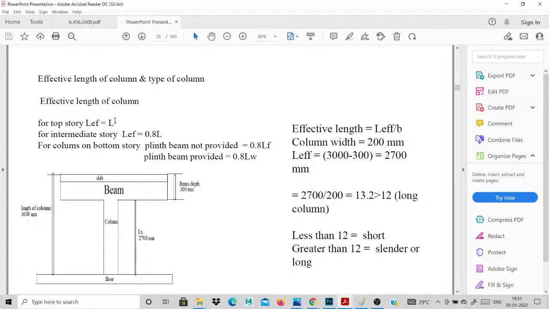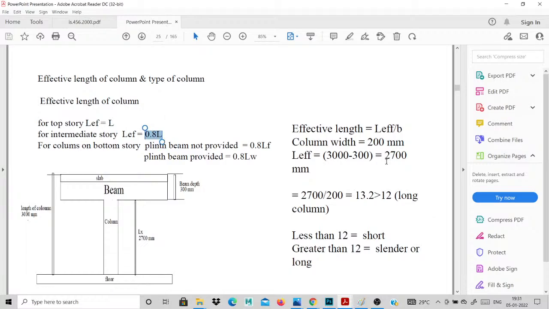Your conditions are given in IS456, which takes some values. In this graph from IS456, you see the end conditions: one end fixed and the other free, or both ends pinned, and other types of conditions. I will show one condition. For the top story I take 1 into L, otherwise for an intermediate story 0.8 into L.